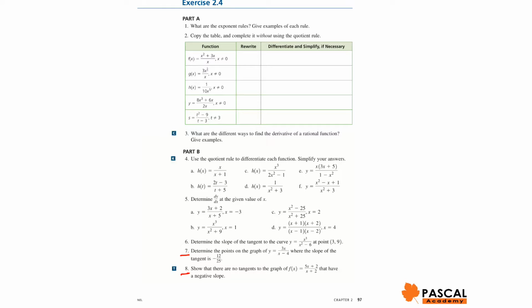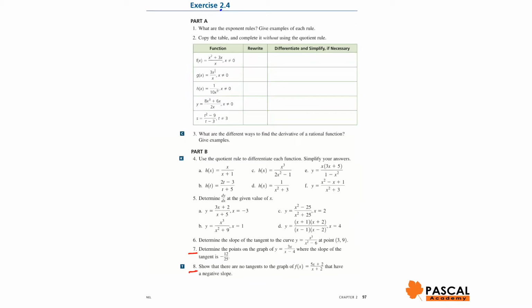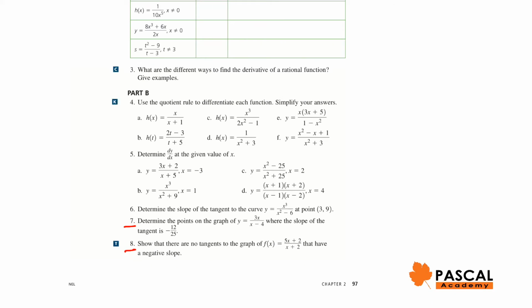MCV4U1 Session 10, Chapter 2. In this session, we are going to work on questions on page 97-98 of the textbook. Exercise 2.4, question number 7.